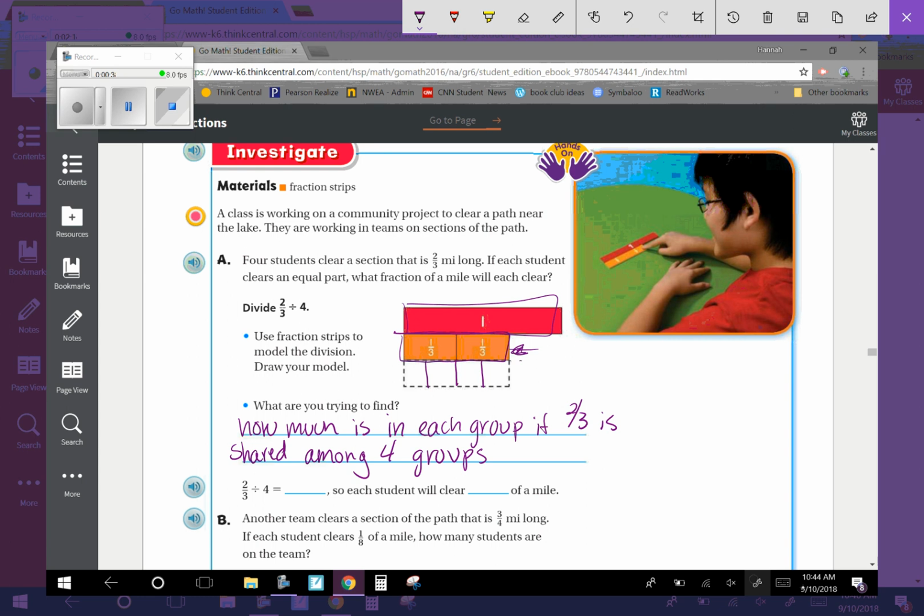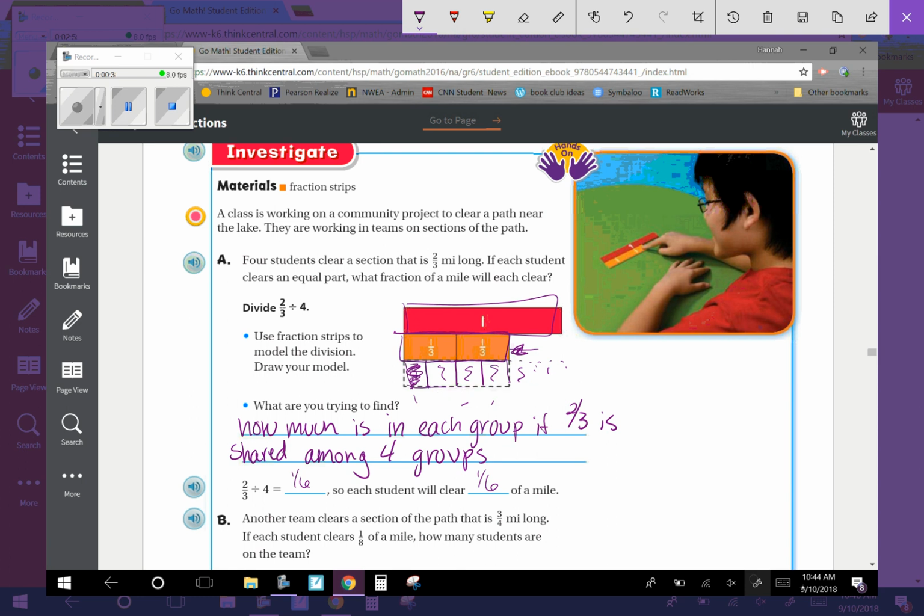Now, if we just imagined that there was another third here, we have to think 1, 2, 3, 4, 5, 6. There would be 6, but we only have 4 of those 6, right? But if there was 6, each of these groups, there's 4 groups, each of these groups has 1 out of the 6. So 2/3 divided by 4 is going to be 1/6. So each student will clear 1/6 of the mile.